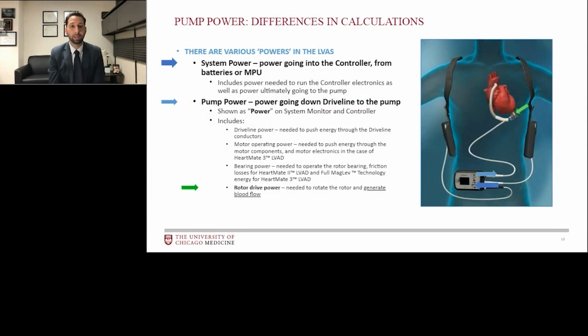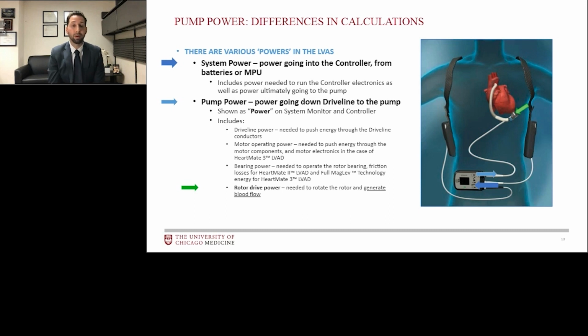As I alluded to in one of the earlier slides, there are many different forms of power that are used to operate the left ventricular assist system. There is the system power, which is a composite term that is used to power both the controller and the LVAD itself. And then in light blue is this pump power, which is also a composite form of power. This includes the power that is used to overcome the resistance of the drive line. It also includes the power that is used to operate the motor. So not necessarily the power to rotate the rotor, but just to operate the mechanics of the motor itself. The amount of energy and power that's needed to push energy through the motor components and the electronics.